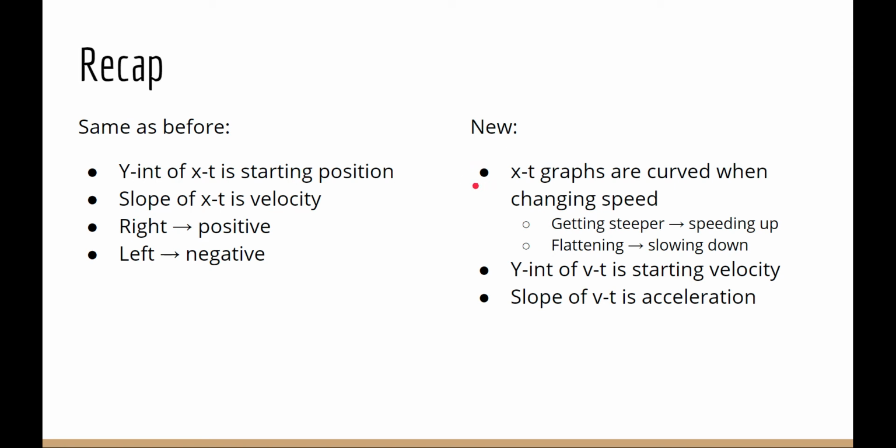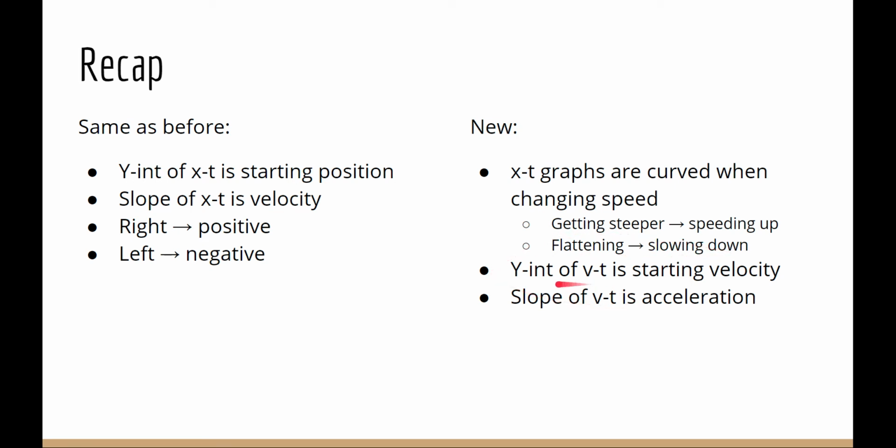We can have position time graphs that are curved. That happens when an object is changing its speed. When the line is getting steeper as time goes on, the slope gets bigger and bigger, that is speeding up. When it is flattening, so getting less steep, that's when it's slowing down.